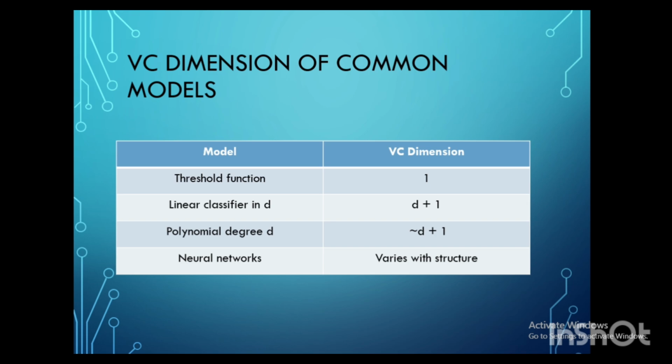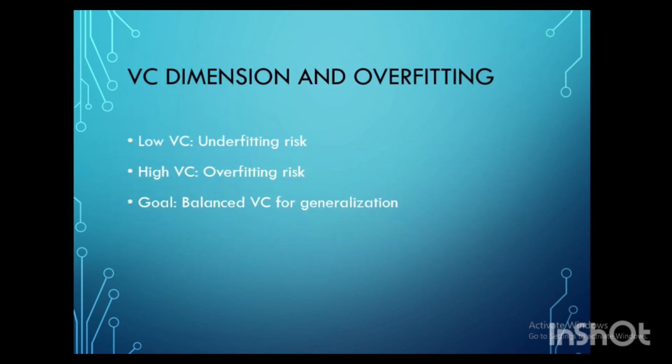Let's go with my last slide. I hope you are clear with my slides, guys. VC dimension and overfitting. If VC is too low, the model cannot represent the data well, underfitting. If VC is too high, the model might memorize the data, overfitting. The ideal model should have a VC dimension that suits the size and complexity of the training data.